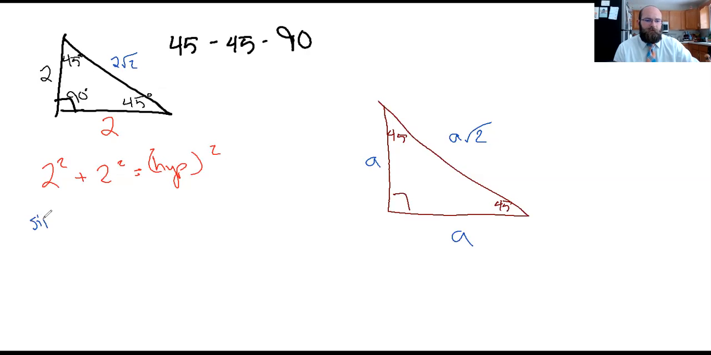So sine of my angle, well, it's sine of 45 in this case. And it's opposite over hypotenuse, right? So opposite is going to be 2 over 2 square root of 2. All right, this simplifies a little bit, right? It's going to simplify to 1 over square root of 2. But we don't like square roots in the denominator.